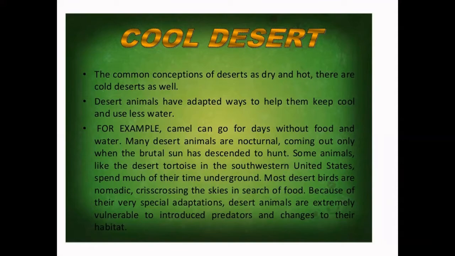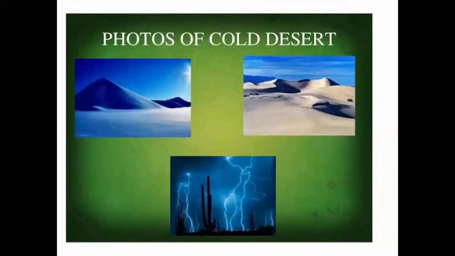Some animals, like the desert tortoise in the southwestern United States, spend most of their time underground. Many desert birds are nomadic, crisscrossing the skies in search of food. Because of these very special adaptations, desert animals are extremely vulnerable to predators and changes to their habitat. These are some pictures of cold desert.